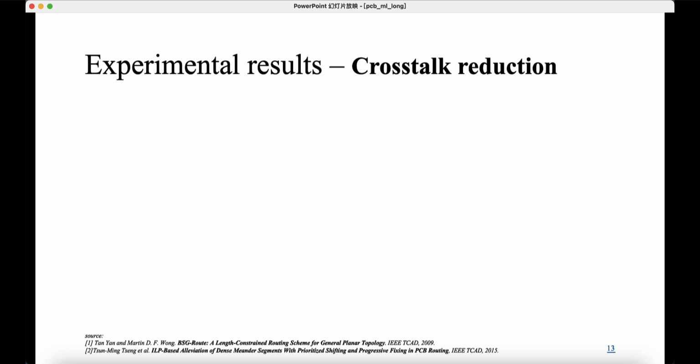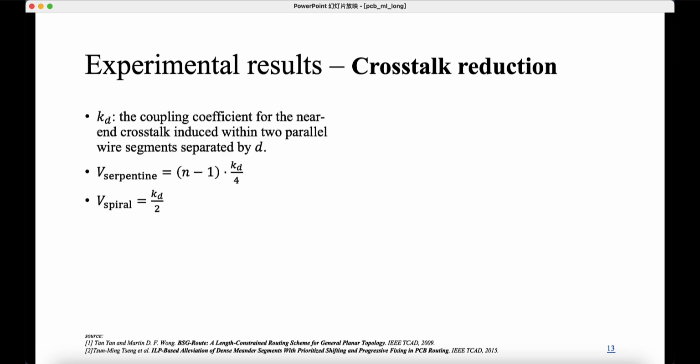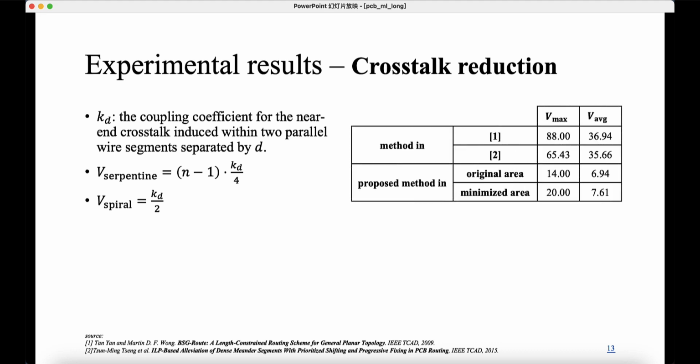To compare the accumulated crosstalk of the routing results with different segment separations, we express the magnitude of the accumulated adjacent crosstalk for an arbitrary delay pattern in Kd, where Kd is the coupling coefficient for the near-end crosstalk induced within 2 parallel wire segments separated by D. For case 6, we calculated the crosstalk magnitude of each wire for each routing result.